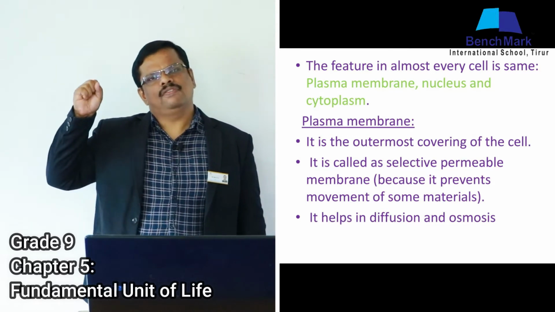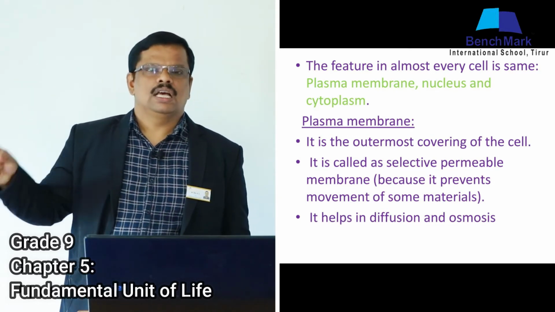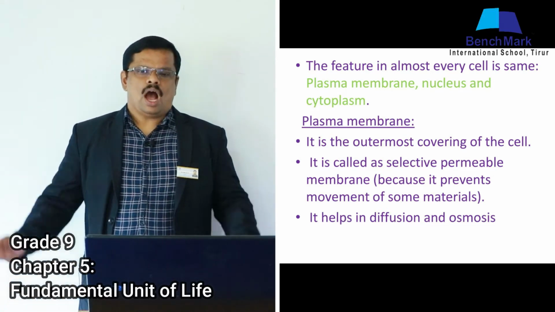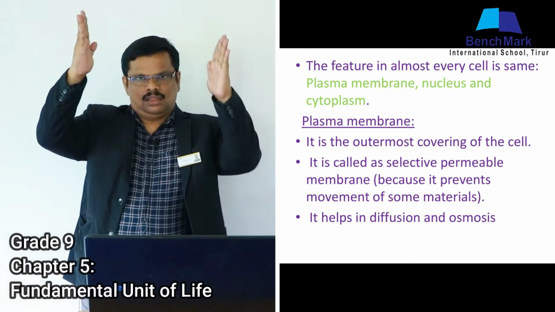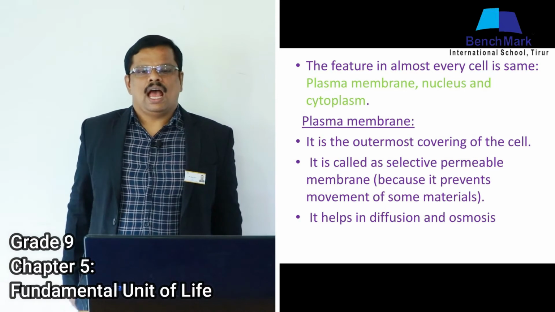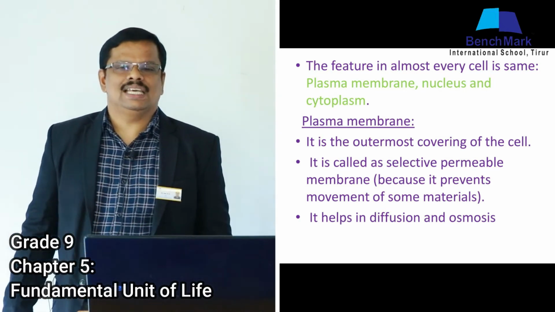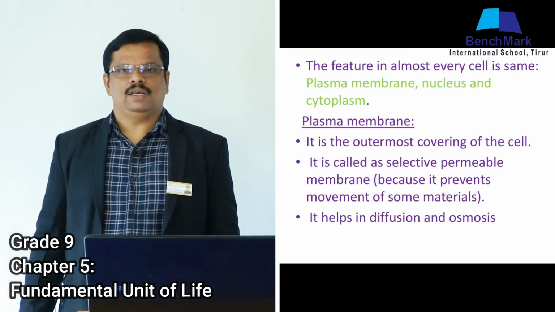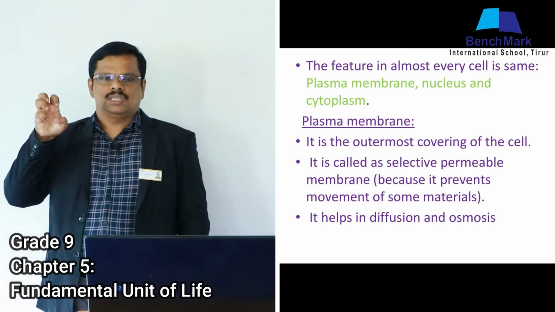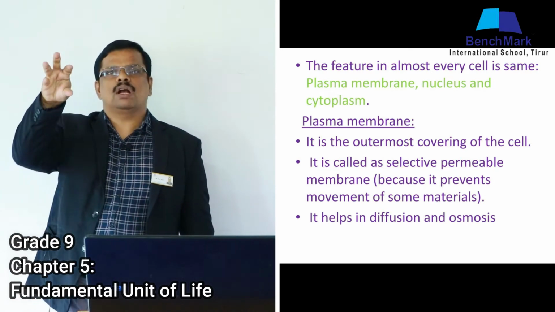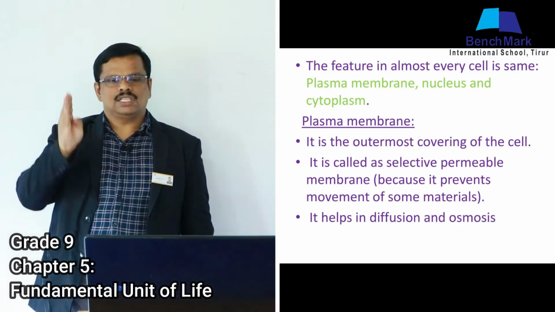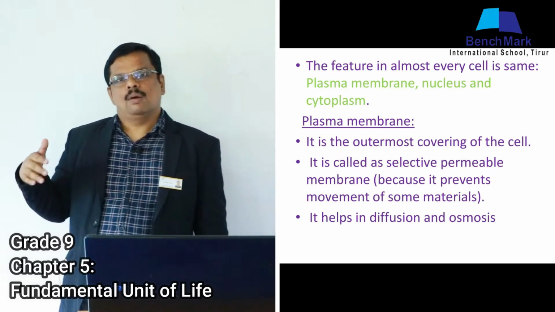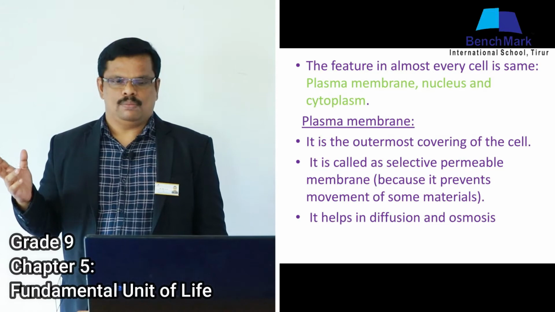Let us look into the first component of the cell, that is the plasma membrane. The plasma membrane is the outermost covering of a cell, and we call it selectively permeable. What do you mean by selectively? Selectively means it will choose certain materials that have to come in. That's why we call it a selectively permeable membrane, or the other word we can use is partially permeable membrane.